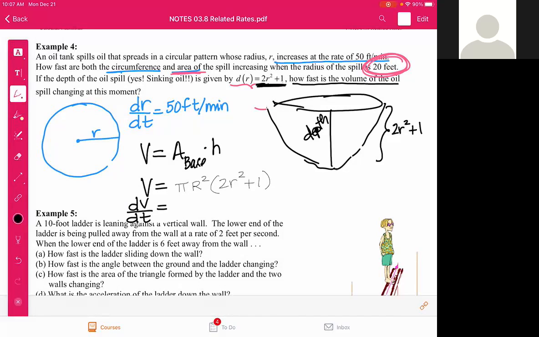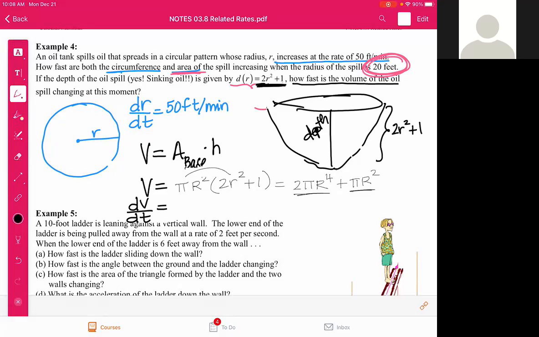Okay, so if I do the distributive property, this would turn out to 2 pi r to the 4th, right? And then plus pi r squared times 1 would just be pi r squared. Now when you take the derivative of this, even though it's all in terms of one variable, you're still doing it implicitly, okay? Because it's still with respect to time.